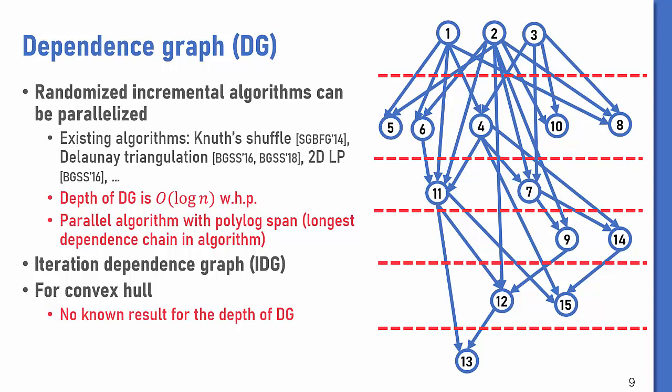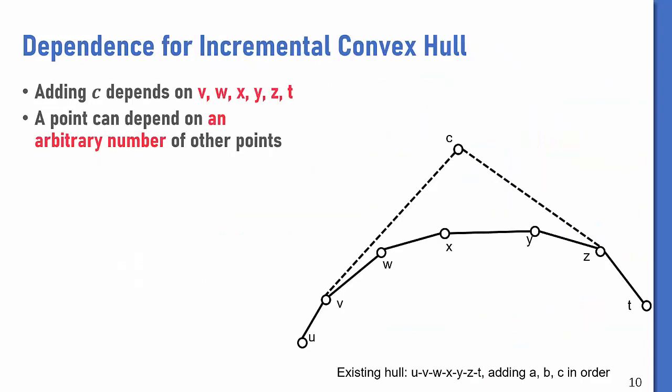However, before this paper, there's still no known result for the dependence graph about convex hull. We didn't include convex hull in our previous paper, not because we plan to write a separate paper 4 years later, but because we really didn't solve it. It's not as simple as it seems. In contrast to the algorithms we previously analyzed, the main challenge is that a point can depend on an arbitrarily large number of other points.